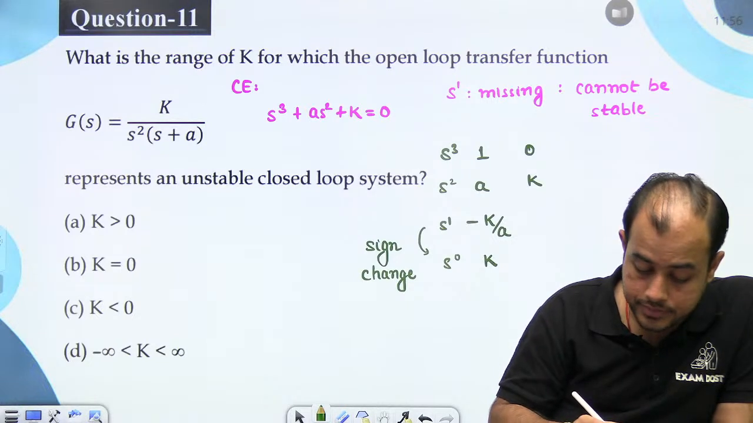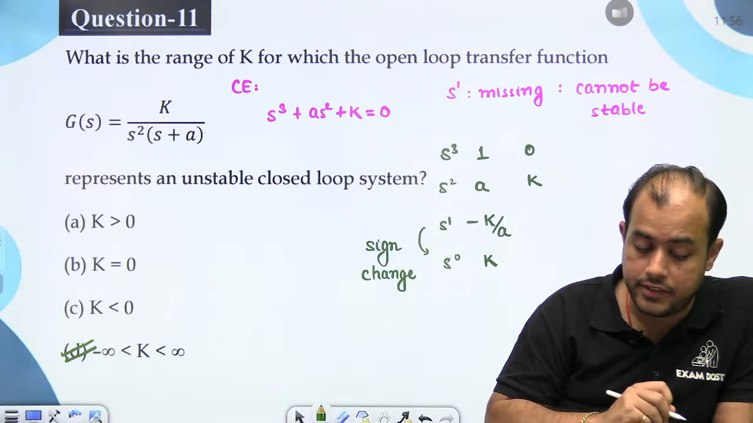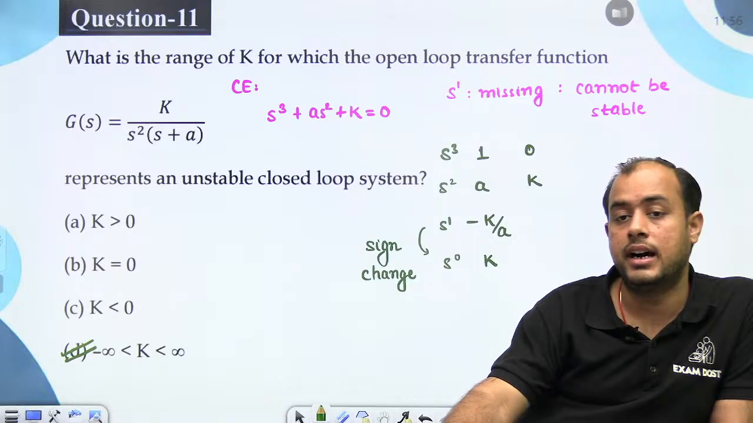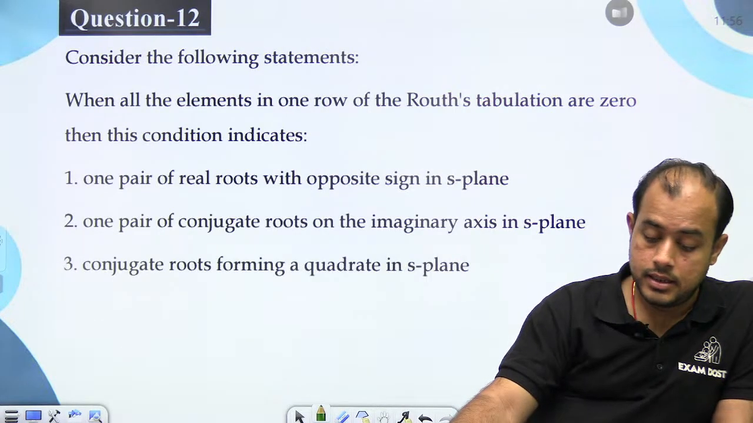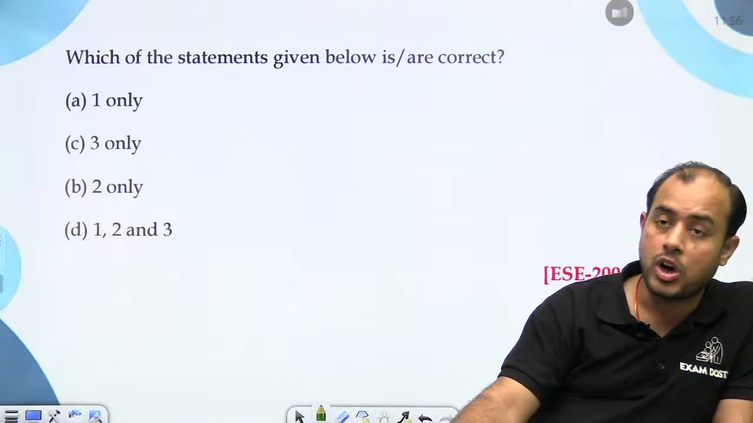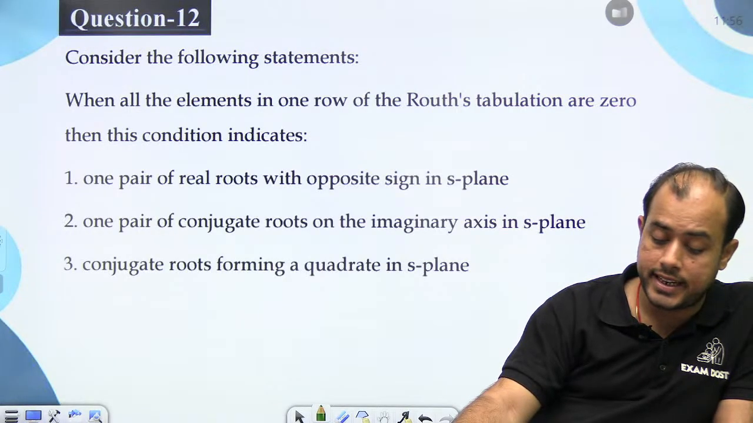Sign change. So for any value of K, this will be unstable. Any value of K. चलिए, consider the following statement, ESE 2008.